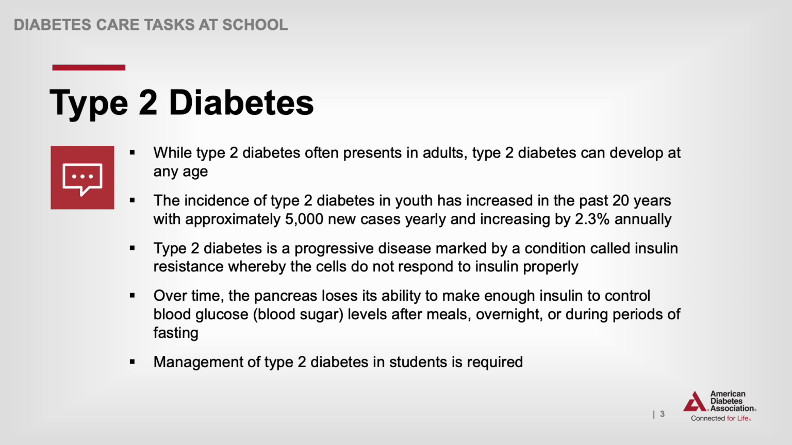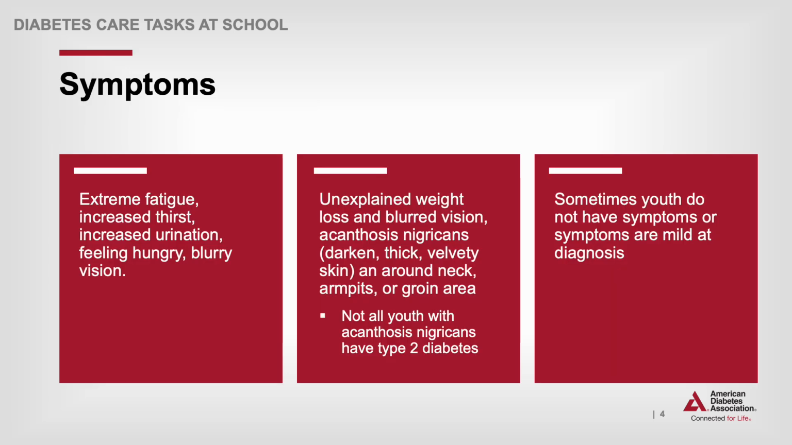Managing type 2 diabetes requires maintaining a healthy weight and/or weight loss if overweight. Lifestyle changes, such as making healthy food choices and getting regular physical activity, are essential. In addition, people with type 2 diabetes may take insulin and/or other blood glucose lowering medications to manage their diabetes.